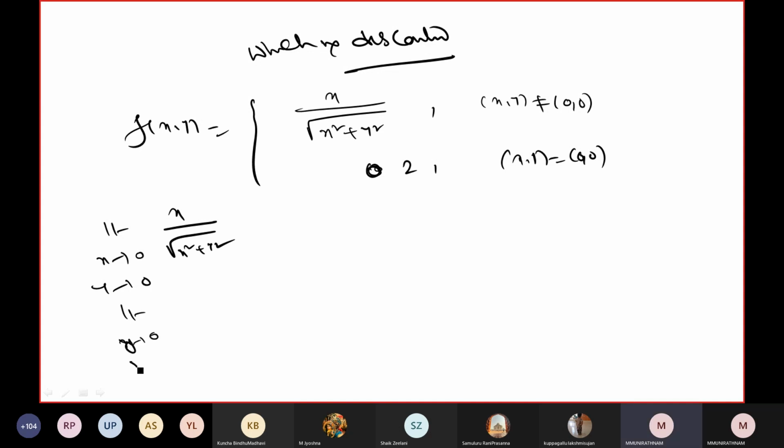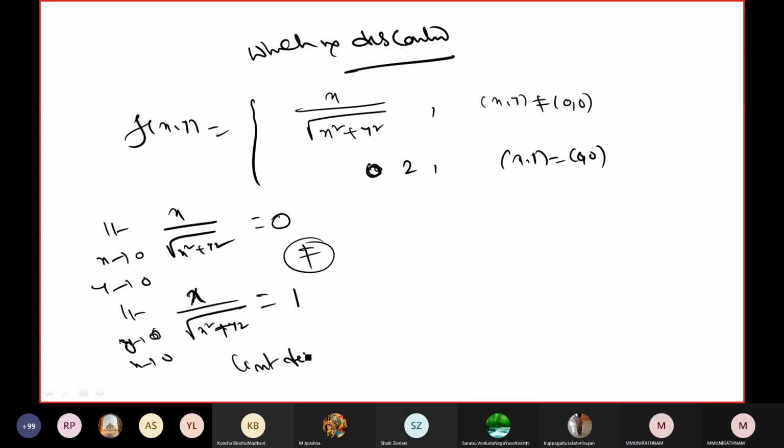y tends to 0. What is the value? Anyone? 0, 1, sir. Yeah, 0, 1. Okay na? So they are directly not the same, then you can say that the limit does not exist.